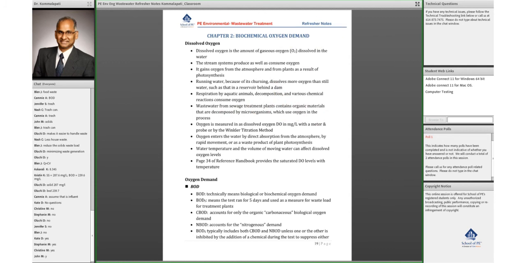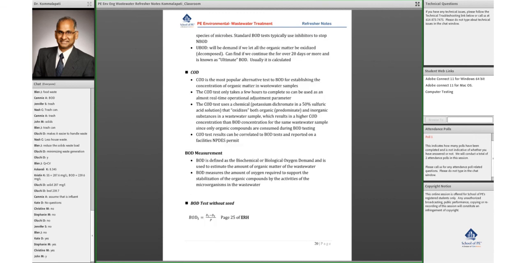So now, how do I measure this BOD? BOD is the biochemical oxygen demand, or the amount of oxygen required to convert the organic matter into CO2 and H2O by the microorganisms. So you use the microorganisms to do the job and see how much oxygen they consume, and that is the BOD.